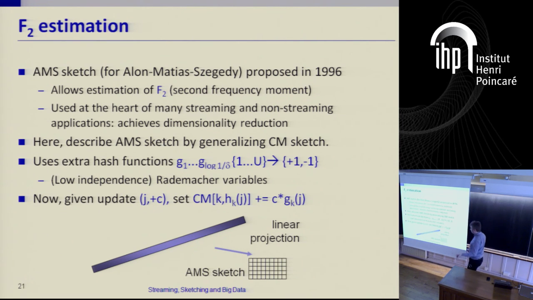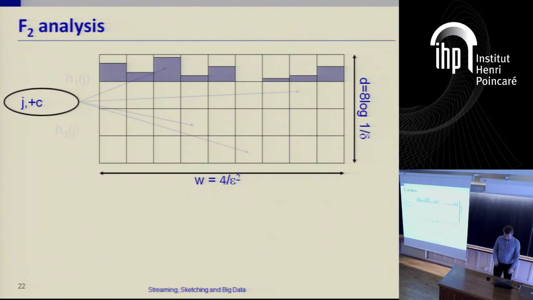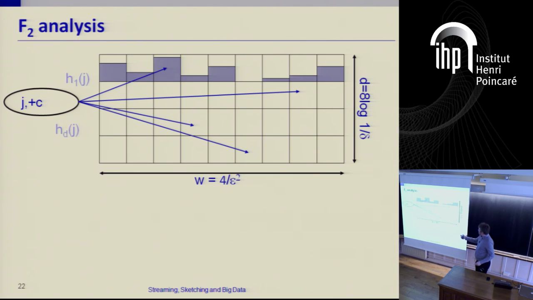So the twist is, before we just took our update and added it directly into the cell that we were mapped into, now we add on the update multiplied either by plus 1 or minus 1, depending on what this hash function tells us to do. So pretty much the same picture as before, although I'm going to change D and W here. I map my element to a particular cell in a particular row, add on the contribution C, multiplied, let's say, by plus 1 here, minus 1 here, minus 1 here, plus 1 there, depending on what this hash function g tells us to do.